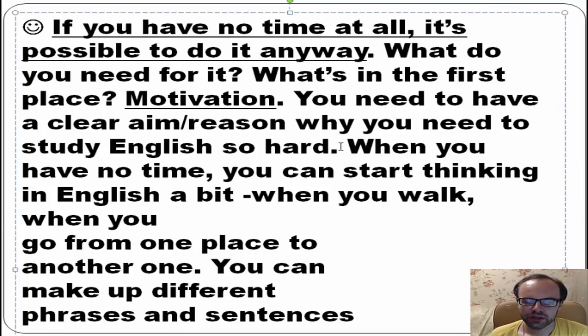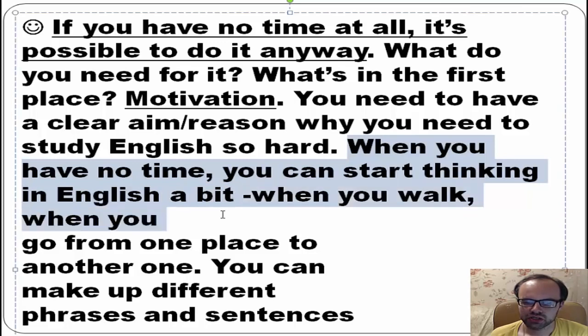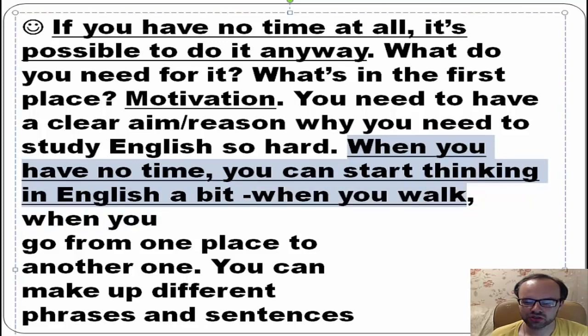And when you have no time, you can start thinking in English a bit. It means a little. When you walk, I also do it. I think in English. It's a habit for me. And when you go somewhere, to some place, you can translate all your ideas from your first language, or from your mother tongue, into English. You can do it little, just some words, phrases, then more difficult words, more difficult phrases, and then it will be very natural for you. And you'll see good progress.